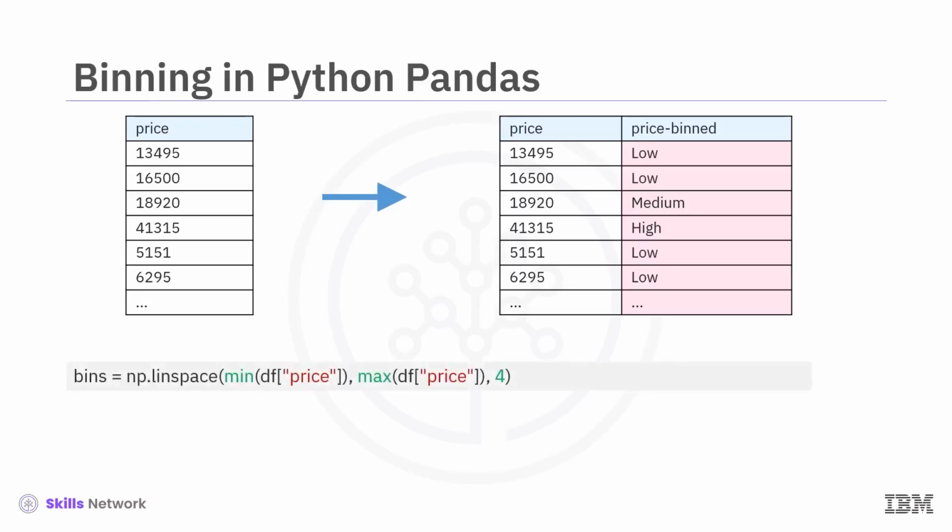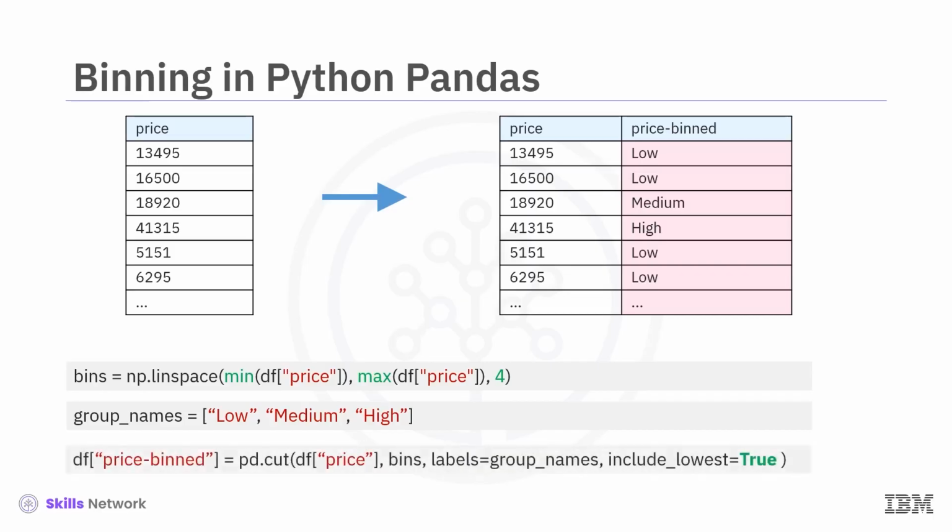In Python, we can easily implement the binning. We would like 3 bins of equal bin width, so we need 4 numbers as dividers that are equal distance apart. First, we use the NumPy function linspace to return the array bins that contains 4 equally spaced numbers over the specified interval of the price. We create a list group_names that contains the different bin names. We use the pandas function cut to segment and sort the data values into bins.